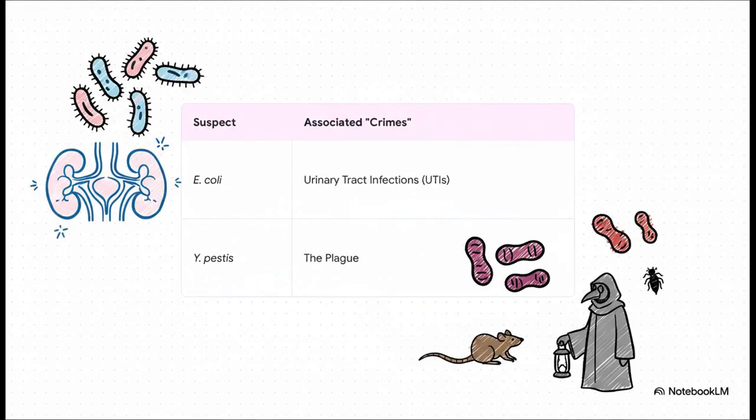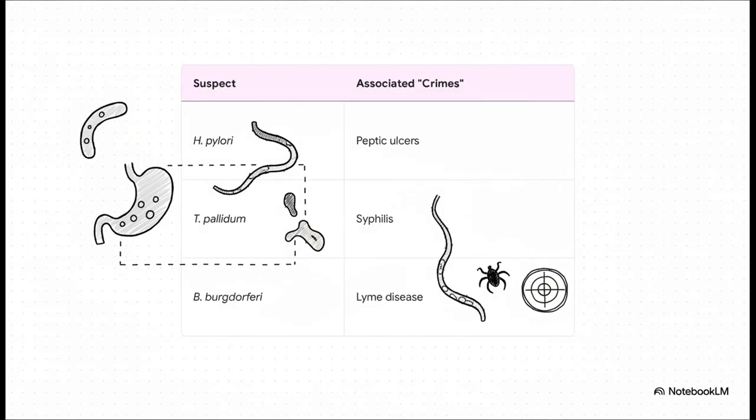And what if we found a gram-negative bacillus? Well, that could be anything from the very common Escherichia coli, which is a major cause of UTIs, all the way to the historically infamous Yersinia pestis. Yep, the bacterium that causes the plague. The spiral-shaped suspects have their own rap sheets too. Helicobacter pylori is the agent behind most peptic ulcers, while the spirochetes include some major players like Treponema pallidum, which causes syphilis, and Borrelia burgdorferi, the tricky culprit behind Lyme disease.